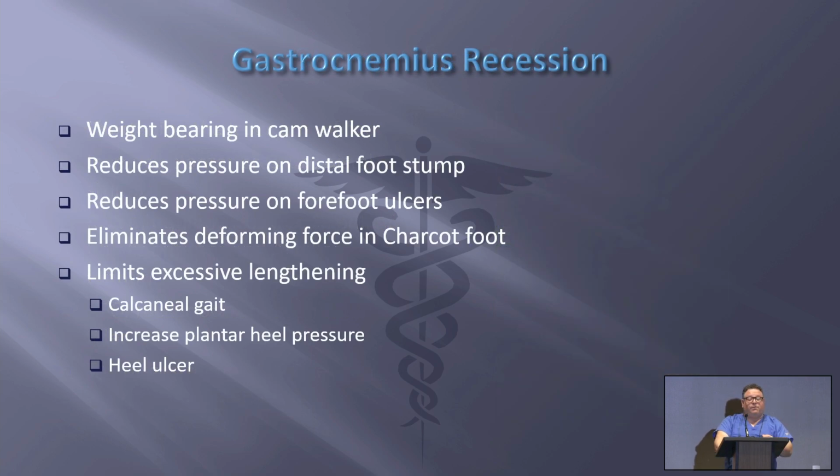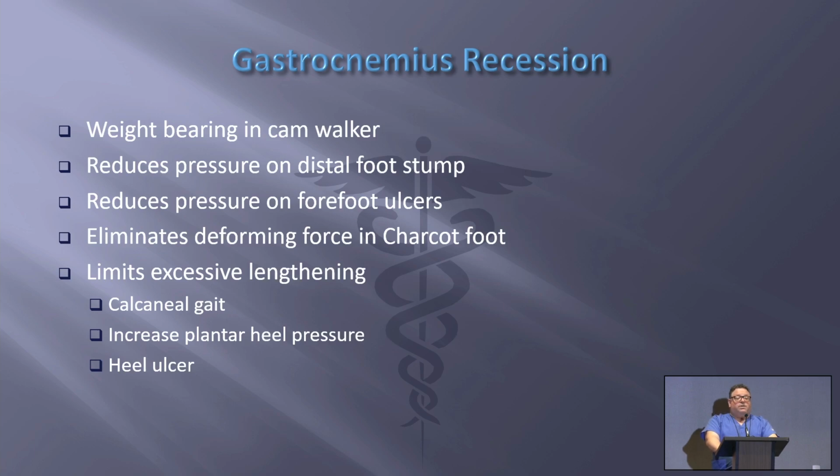Gastrocnemius recession is a great way to address equinus, and what we want to try to avoid, especially in a neuropathic patient, is over-lengthening the Achilles tendon. You over-lengthen the Achilles tendon, you get a heel ulcer. Heel ulcers can be very difficult to heal, pardon the pun, because when you over-lengthen the Achilles tendon, you have the opposite of equinus. You have calcaneus. You have what's called a calcaneal gait, and now all the pressure's underneath the tuberosity of the calcaneus, and we end up with a heel wound.